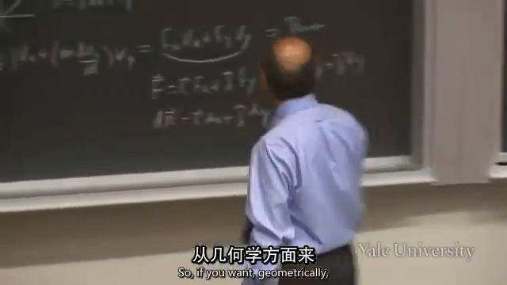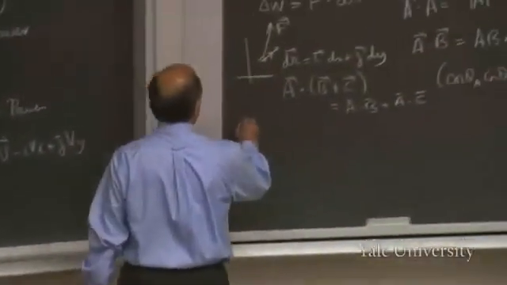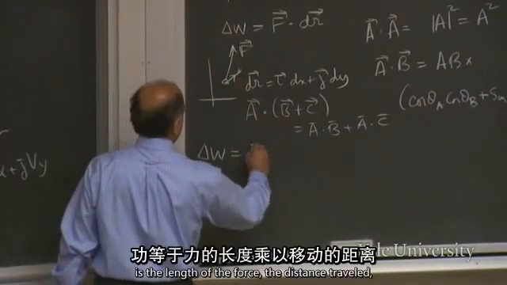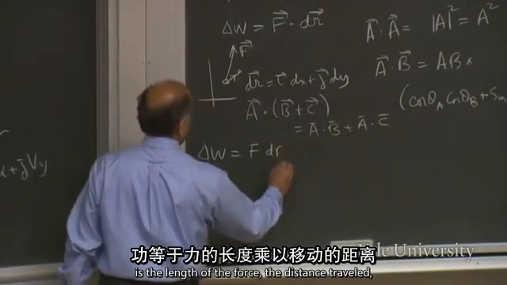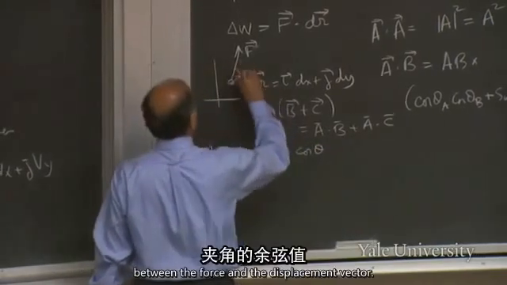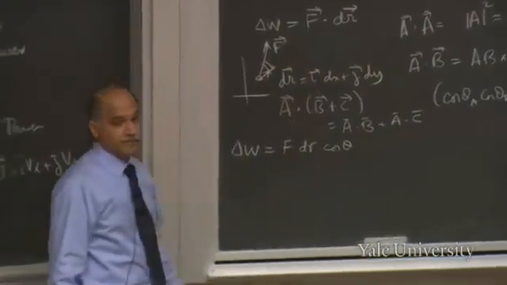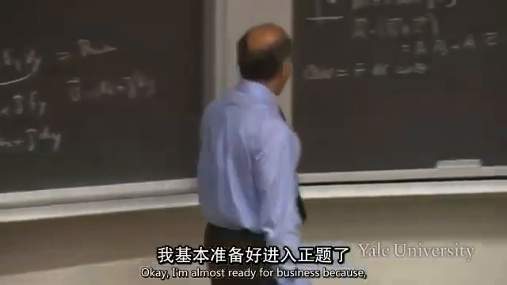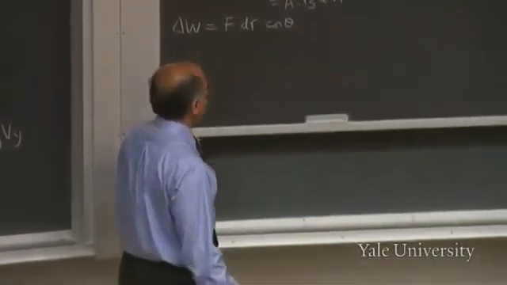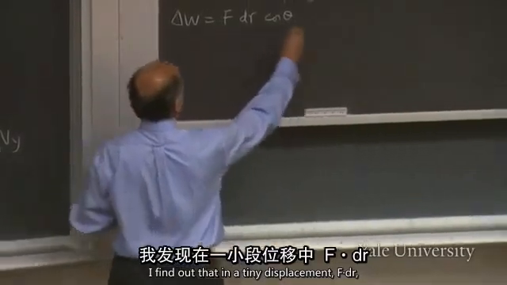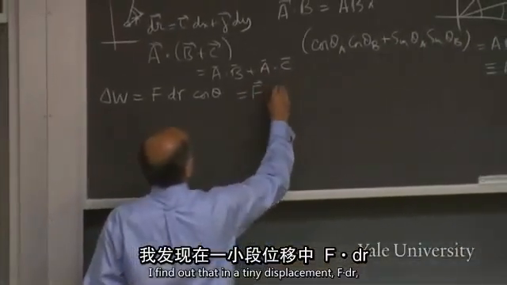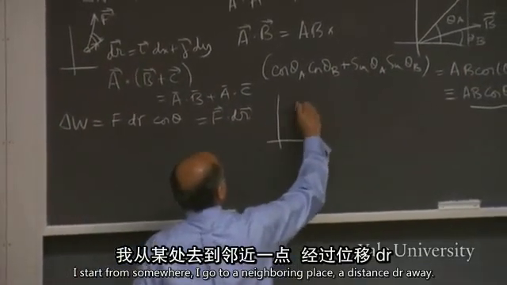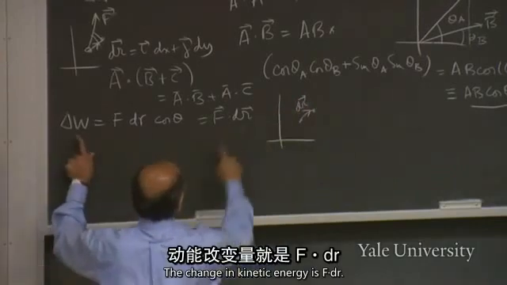So if you want geometrically, the work done by a force, when it moves a body a distance, a vector dr, is the length of the force, the distance traveled, times the cosine of the angle between the force and the displacement vector. Okay, I'm almost ready for business, because what is my goal? I find out that in a tiny displacement, f dot dr, I start from somewhere, I go to a neighboring place, a distance dr away. The change in kinetic energy is f dot dr.